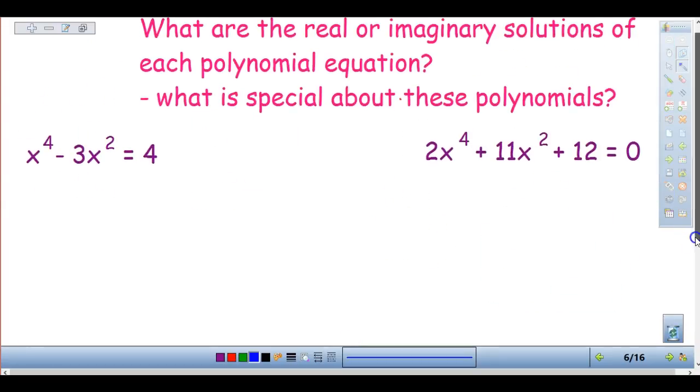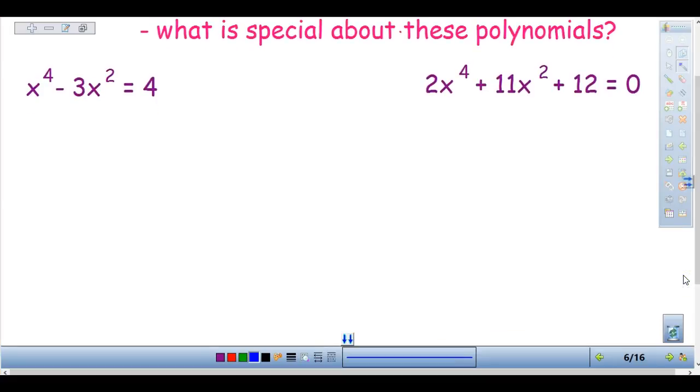Now we're going to be graphing these quartics. So remember, we still can make our x. Everything has to be equal to 0, same thing, but we will notice something special about these when we're done. So we'll have x to the 4th minus 3x squared minus 4 equals 0.